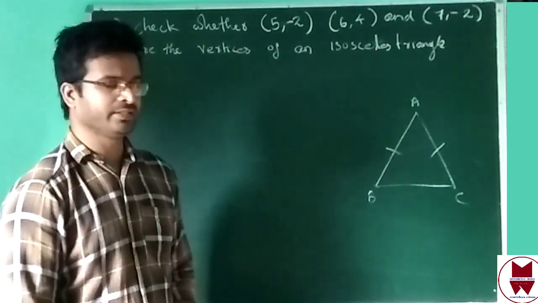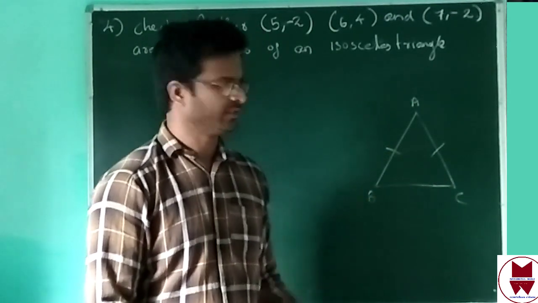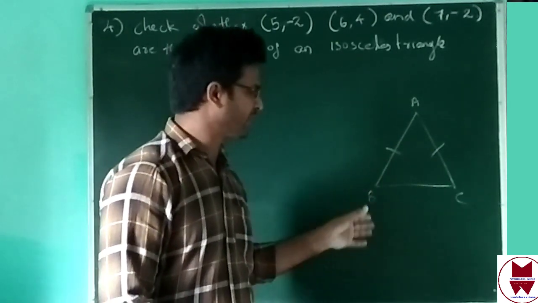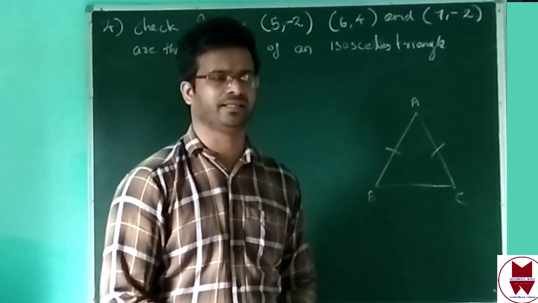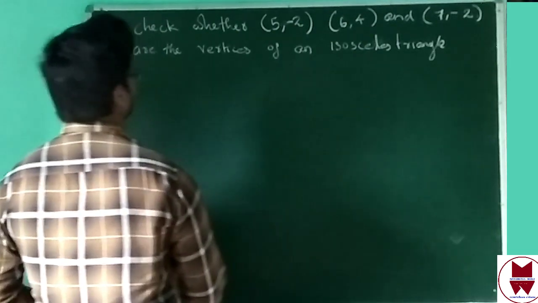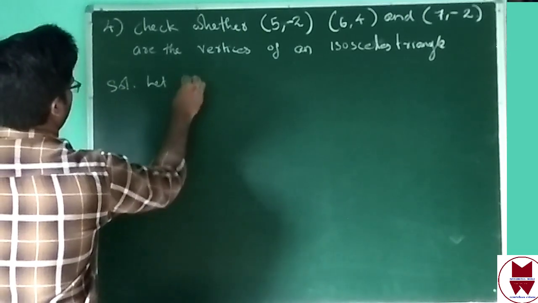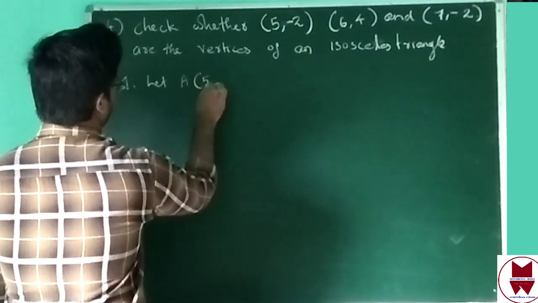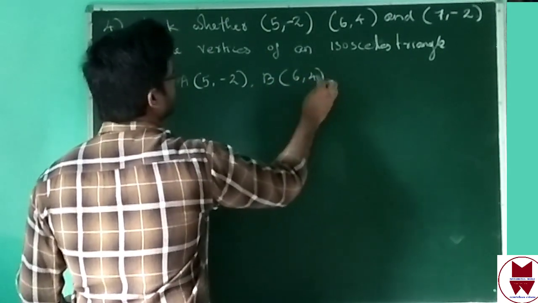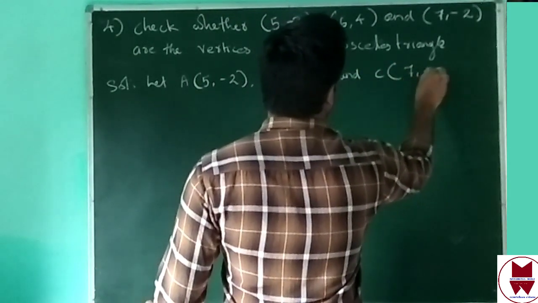That means what will we do here? First we will find the distance AB, then AC, then BC also. We will find the length of all sides, then check. If any two sides are equal, we can say that the triangle is isosceles. First give names. Let the first point be A (5, -2), the second point B (6, 4), and the third point C (7, -2).